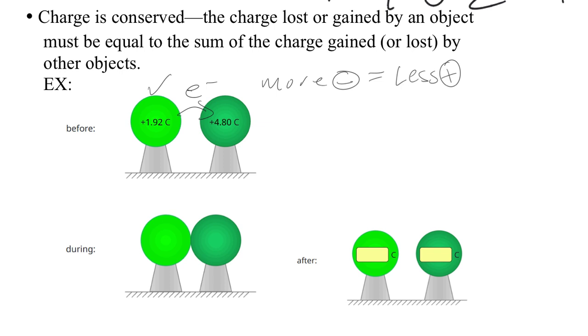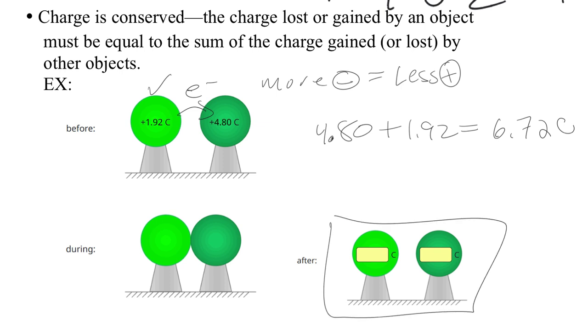And if these balls are the same diameter, all that happens is that the total charge is conserved before and after. So 4.80 plus 1.92 equals 6.72 coulombs. That's the total charge before, but it also has to equal the total charge after. Because both these balls are the same volume, each ball gets subdivided.